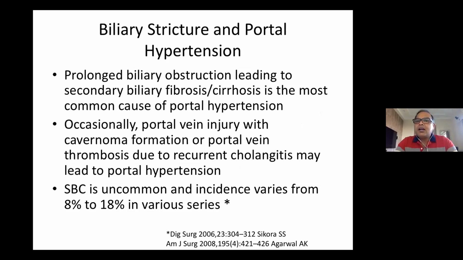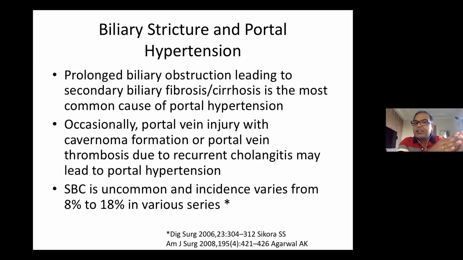So then what are the consequences of these biliary strictures? Ultimately, if there is a long standing bile duct stricture, slowly there is development of secondary biliary fibrosis, and biliary obstruction is the most common cause of this secondary biliary fibrosis, and it can further lead to portal hypertension. So ultimately what is happening, long term presence of biliary obstruction is leading to fibrosis, cirrhosis of the patients, and ultimately further leading to portal hypertension.